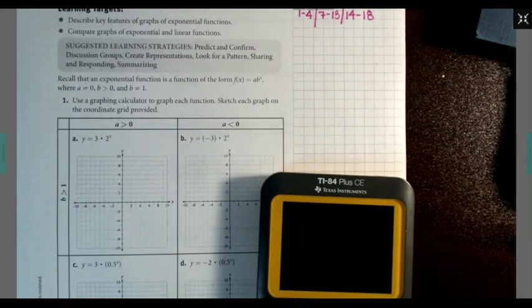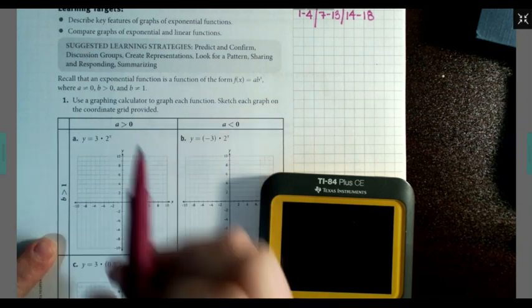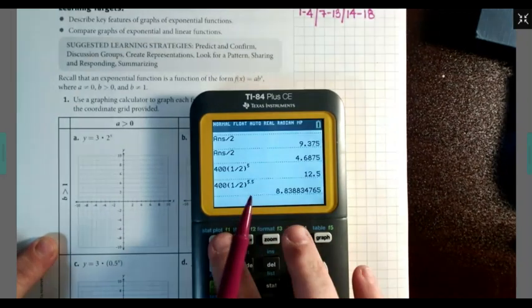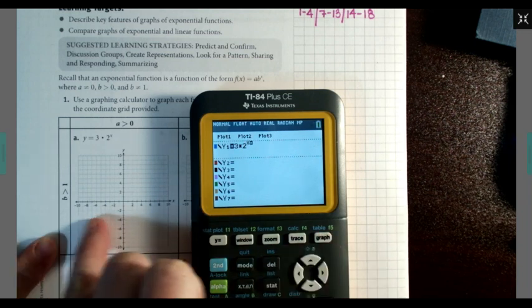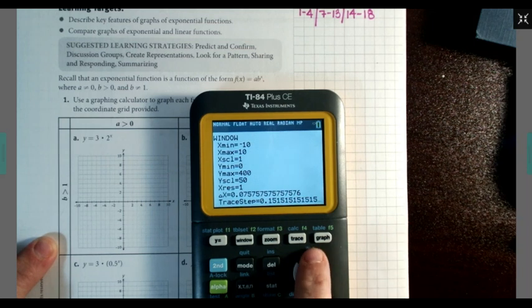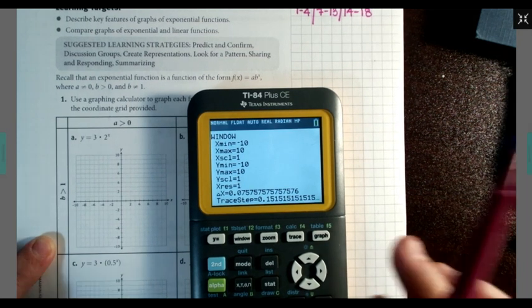B greater than 1 is over here off to the side. This says A is greater than 0. So let's take a look at what this graph would look like. We're going to go to our graph, and it says 3 times 2 to the x power. The window goes from negative 10 to 10, so we'll put that in, and I'm going to do that again for our y. Make sure you change your scales to 1s.